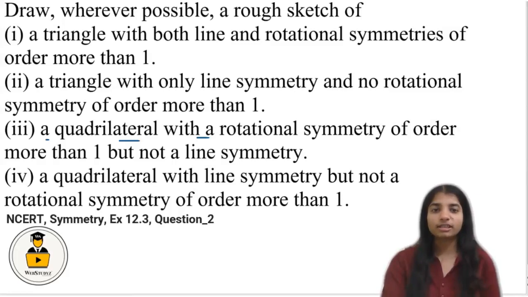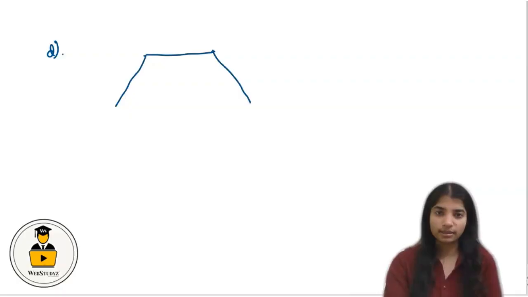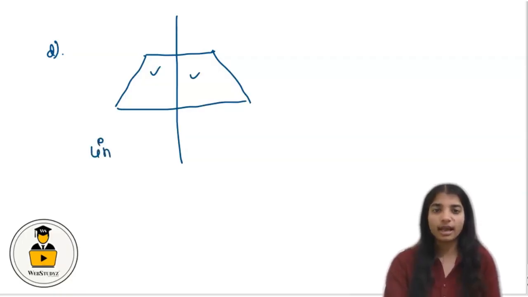Part 4 is a quadrilateral with line symmetry but not a rotational symmetry of order more than 1. So we are considering a quadrilateral with line symmetry. Let's say this is our quadrilateral, and let's say this is a central line. If we check, both sides are equal, so it has a line symmetry.